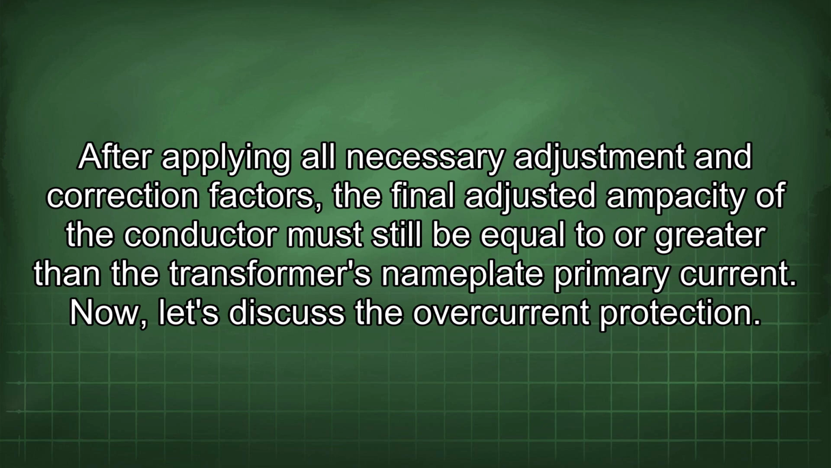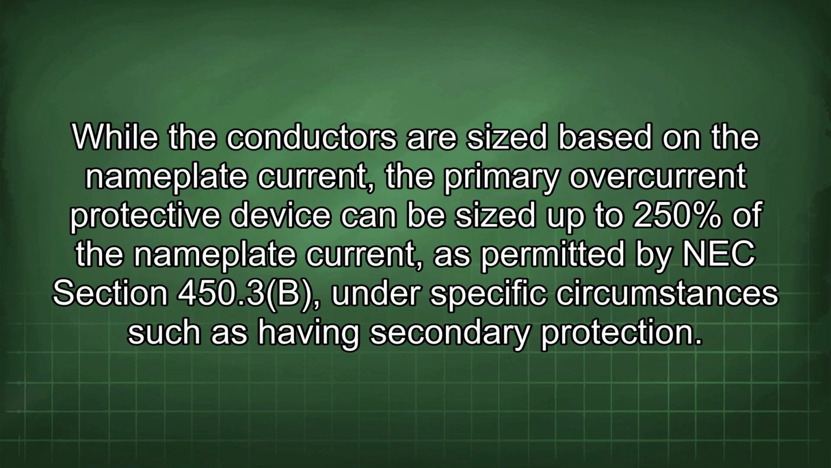Now let's discuss the overcurrent protection. While the conductors are sized based on the nameplate current, the primary overcurrent protective device can be sized up to 250% of the nameplate current, as permitted by NEC Section 450.3(B), under specific circumstances such as having secondary protection.